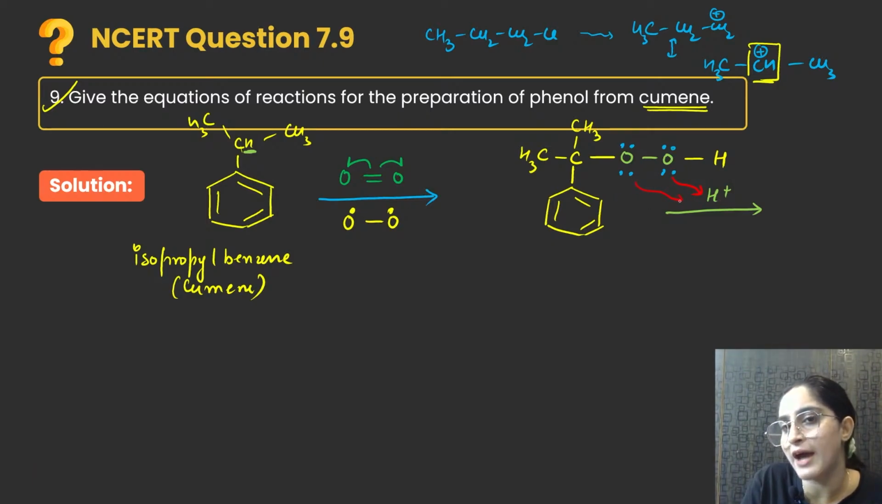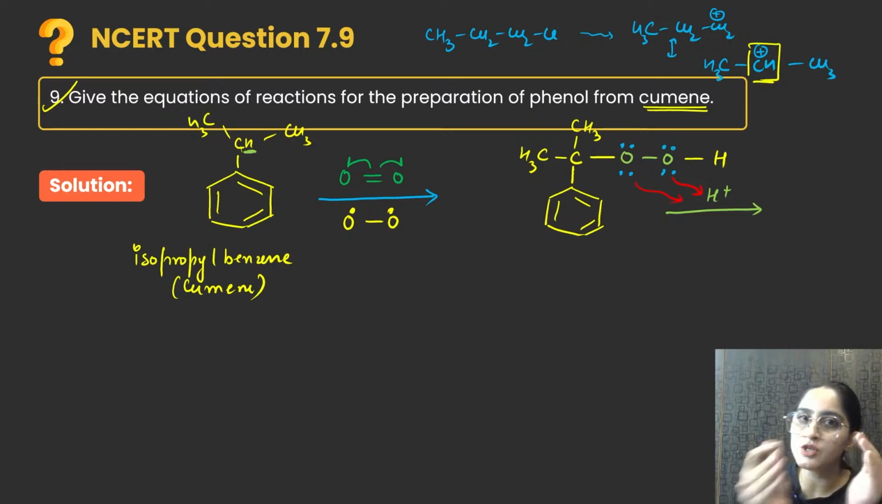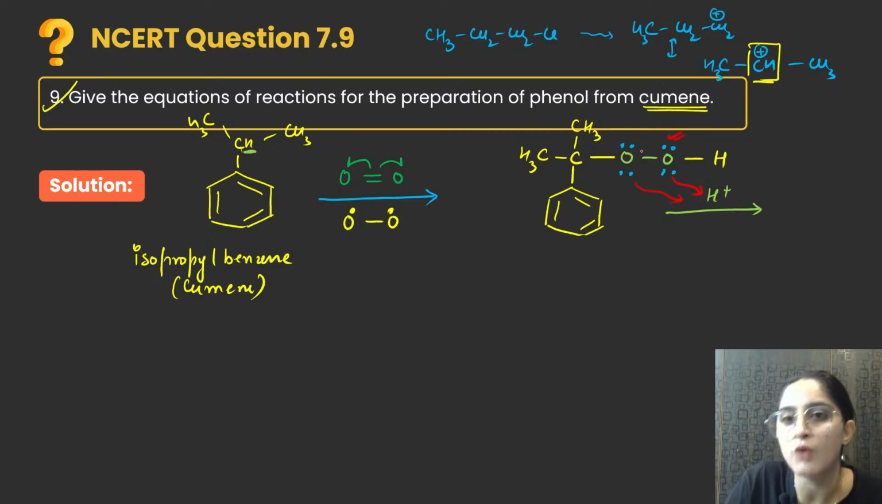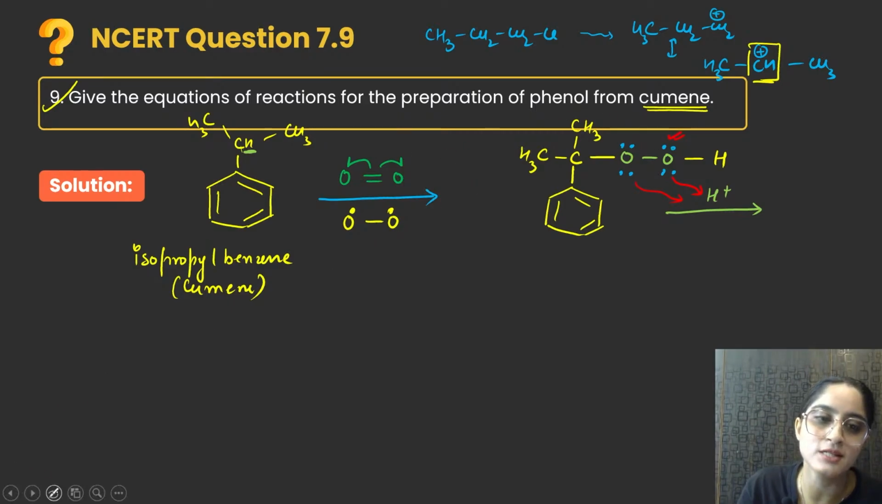Students will ask, ma'am, why not here? Because, beta, this one is more inside the compound. We see the OH is more outside. This oxygen is outside the compound, so there is less steric hindrance basically.